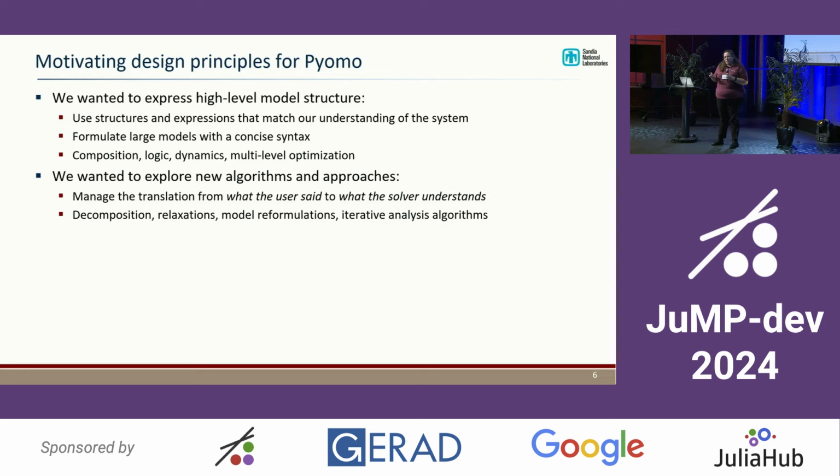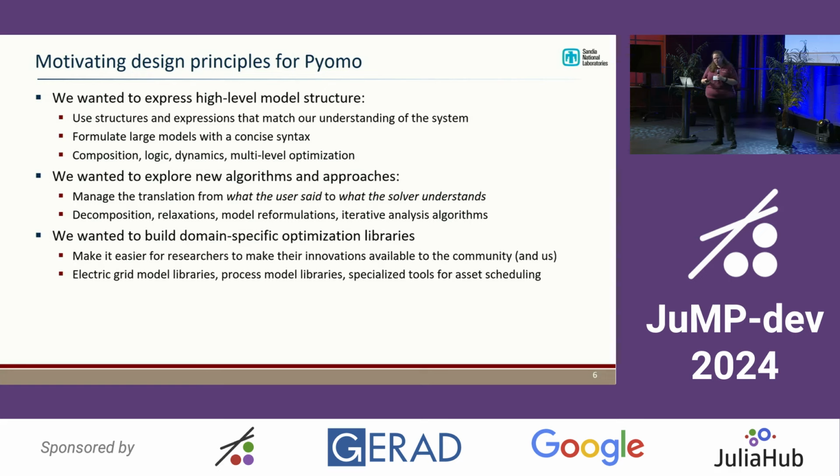We also wanted to be able to explore new algorithms and approaches. And under that category, this means things like having really careful strategies for managing the translation from what the user said and what makes sense from a user perspective of how you formulate and think about your optimization problem compared to what the solver understands and is able to solve. We also wanted to be able to more quickly and easily explore ideas and algorithms around decomposition, relaxations, model reformulations, and iterative analysis algorithms. So you can think of meta solvers that require multiple solves, maybe from different types of solvers. And then finally, we wanted to have a platform where we could build domain-specific optimization libraries.